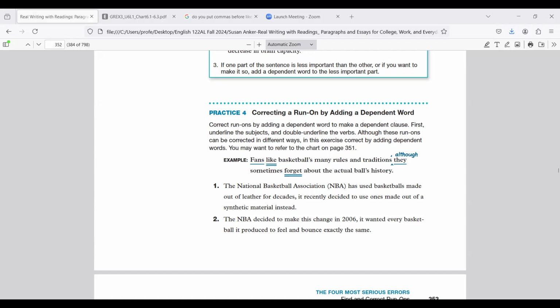So to fix it, we added the dependent words "only, although." Fans like basketball's many rules and traditions, although they sometimes forget the actual history of the sport's main piece of equipment, and so on. And then you get to read about a basketball, right? So the instructions are to correct run-ons by adding a dependent word, where it comes together. Comma splices are nice. Just take out that comma. No, you don't need it, remember. You do not need a comma if the dependent word comes in the middle. Okay, great. So that's what you have to do.